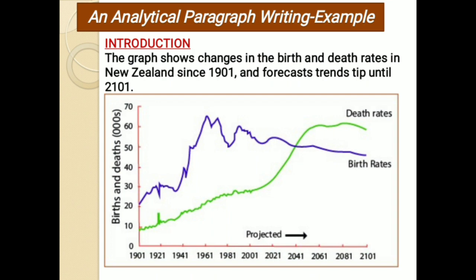If you look at it, what do we see? That this graph shows the birth and death rates in New Zealand since 1901. So, the introductory line will be: the graph shows changes in the birth and death rates in New Zealand since 1901 and forecast trends until 2101. One thing we need to keep in mind is to keep the introduction as brief as possible.